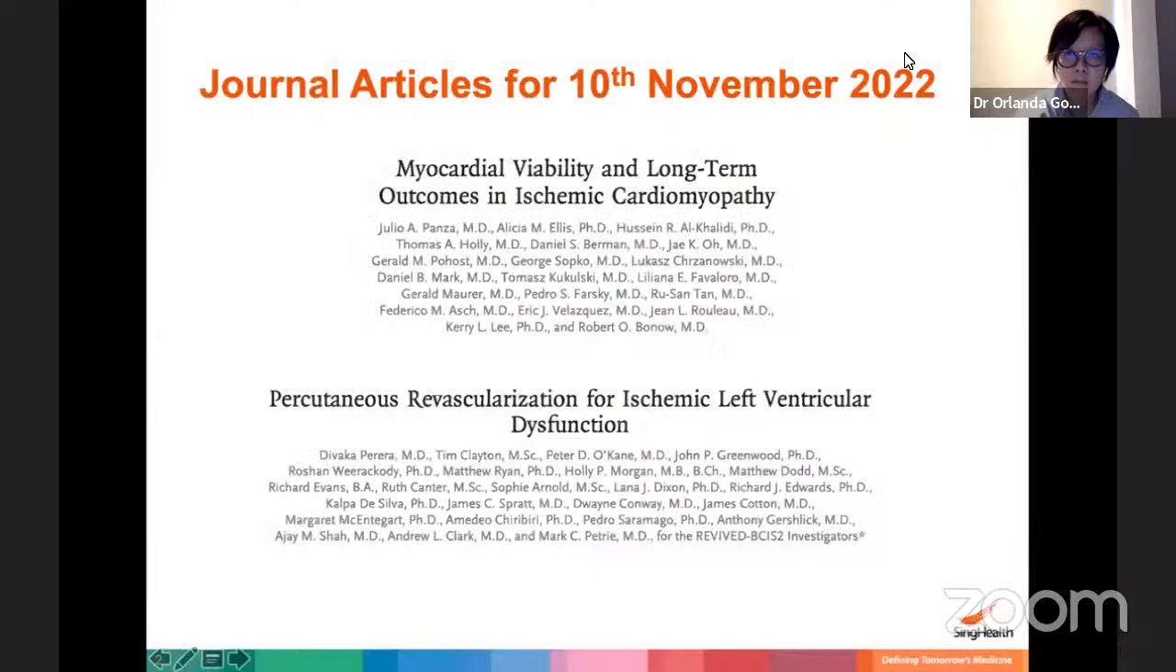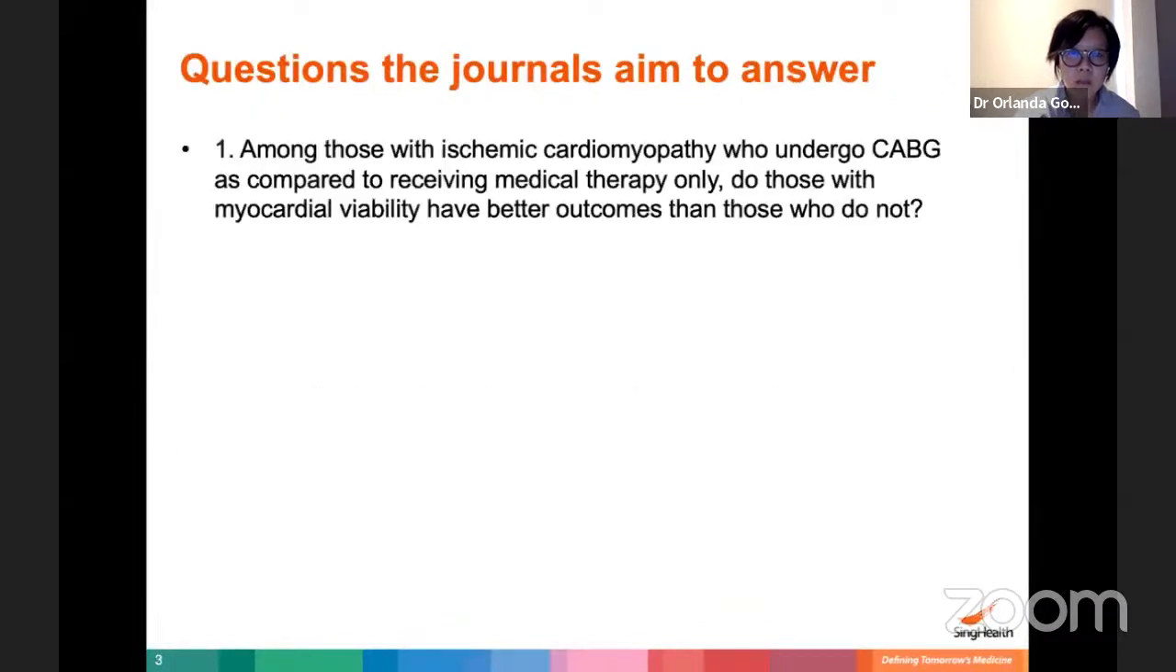Principles that I thought would be good to know about based on the studies that we are talking about today. So just as a recap, thinking about it from the methodological perspective, for the first paper, if we were to summarize it in one question, we would say: among those with ischemic cardiomyopathy who undergo CABG as compared to receiving medical therapy only, do those who have myocardial viability have better outcomes than those who do not?